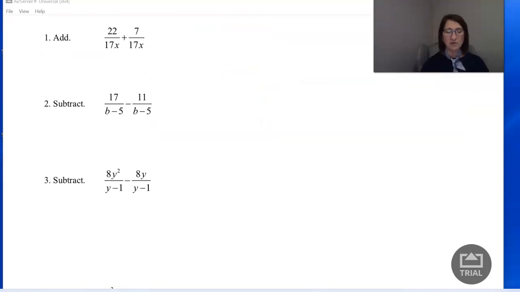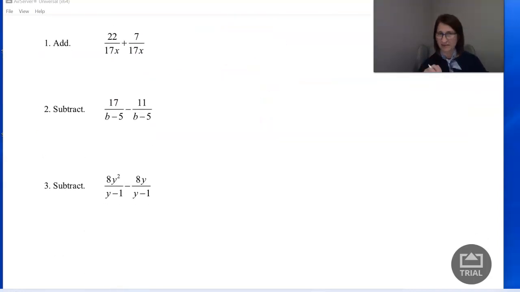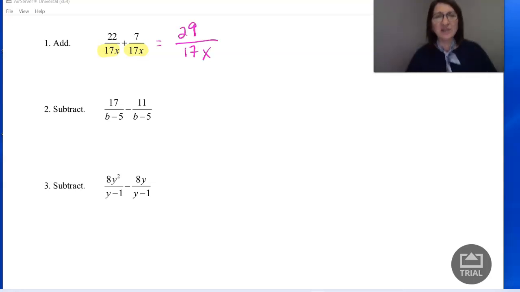Okay, so let's apply this concept to these different examples. So I see that I have a common denominator. So all I need to do is bring over that common denominator and add 22 plus 7 to get 29. I can look to see if I can reduce, but I cannot in this case. So that is my answer.